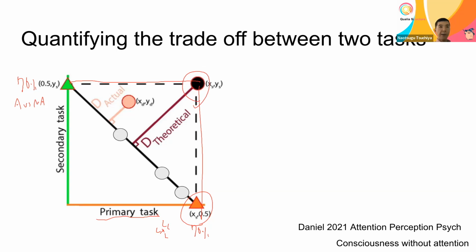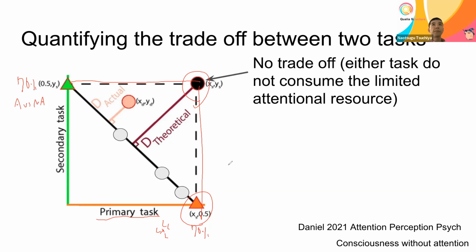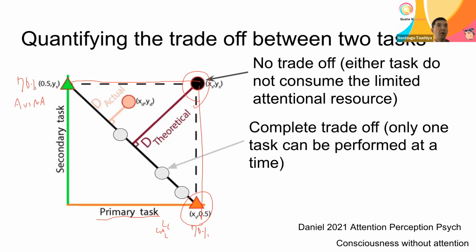And that's the prediction of no trade-off between the tasks and no consumption of a limited attentional resource. And then the diagonal along this line is a complete trade-off. So if you try to perform one task, then you need to sacrifice the performance of the other.